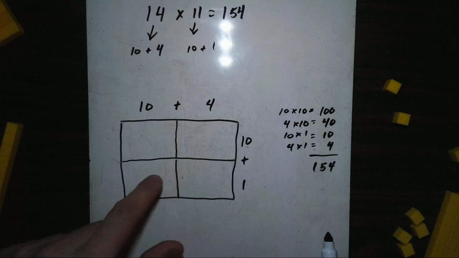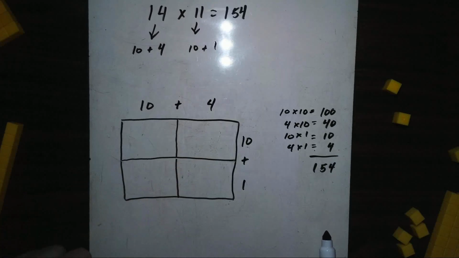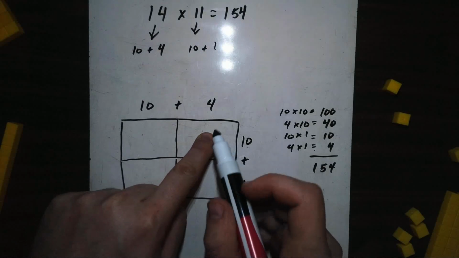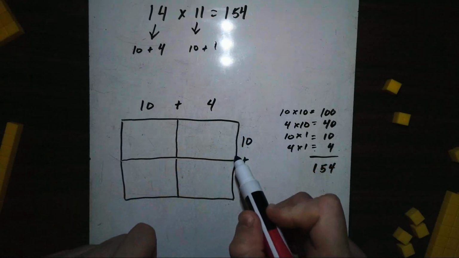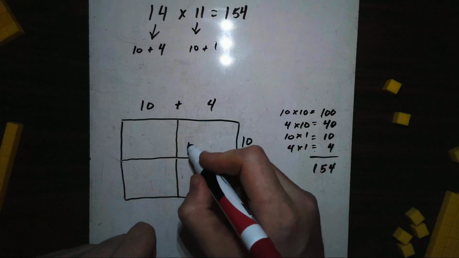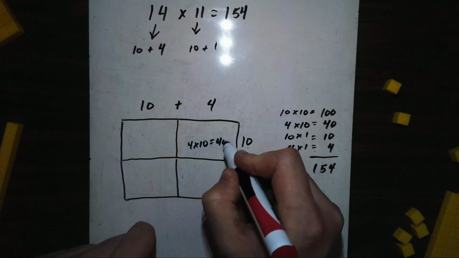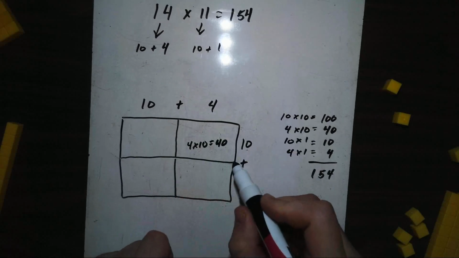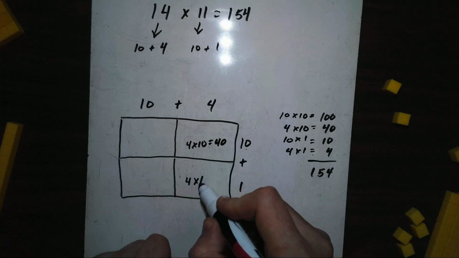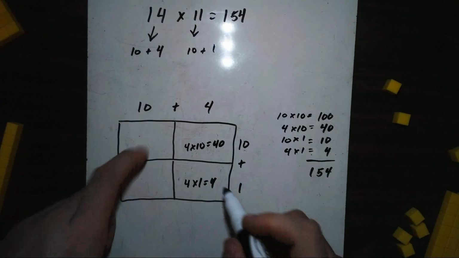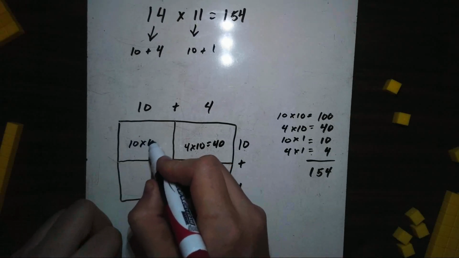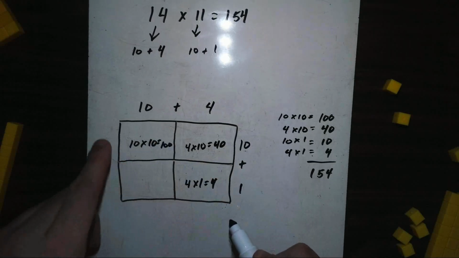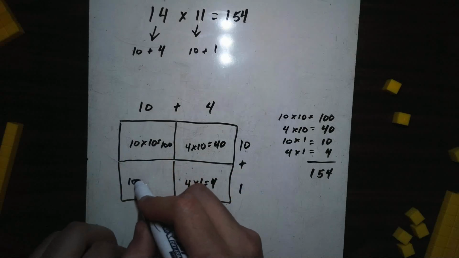So now each one of these little squares represents a partial product to the original problem. This square right here represents the partial product of 4 by 10. It is a 4 by 10 array. This square right here represents the partial product 4 across by 1 down. This square is the partial product of 10 by 10. And this last square over here is a 10 by 1 array.